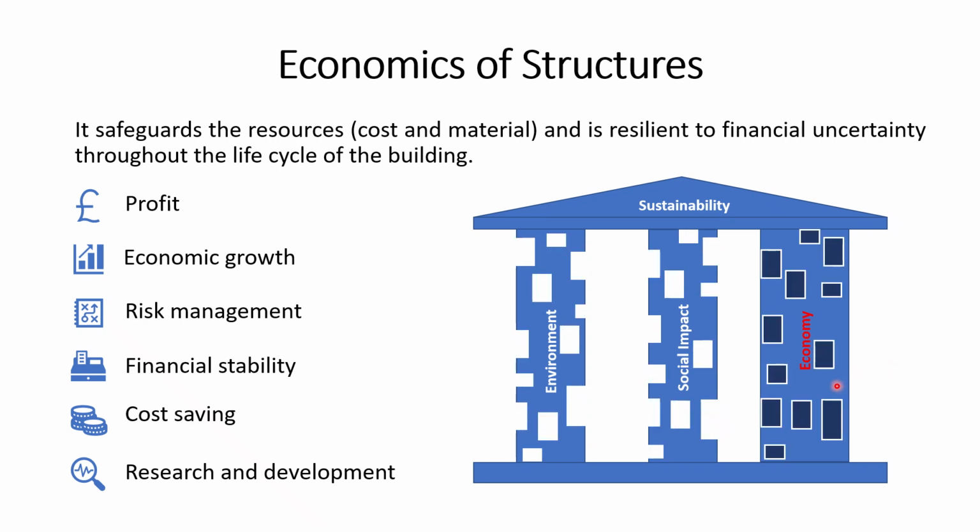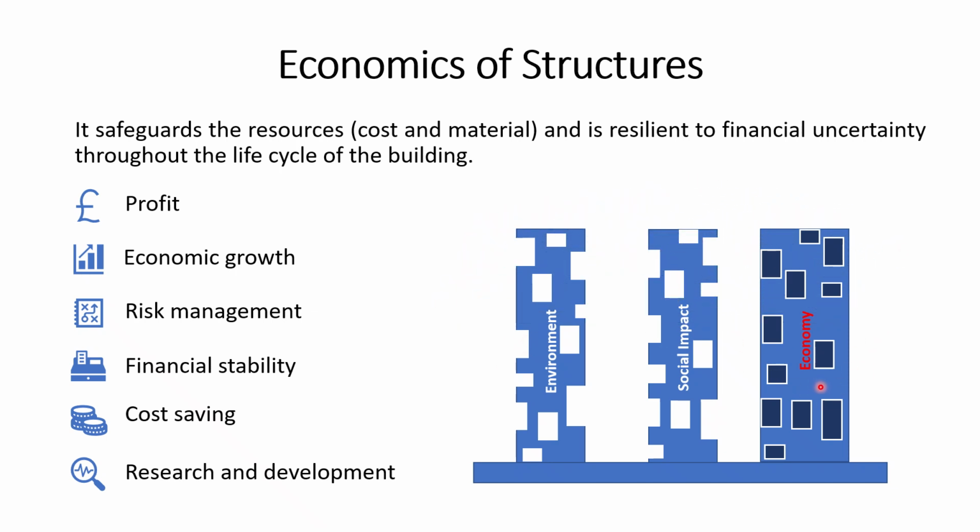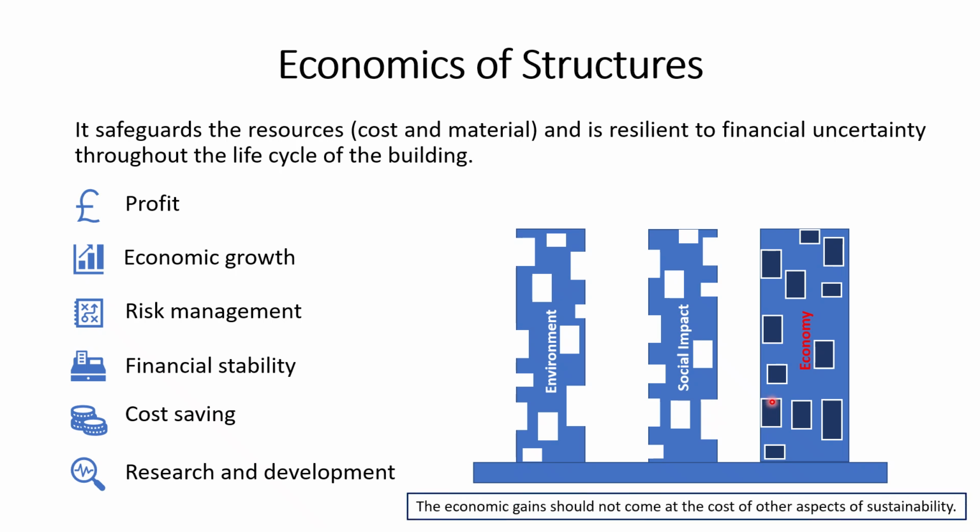If one of the pillars is not working, or two of the pillars are not working, and you are only focusing on economy, obviously this is not going to work and it's not going to be sustainable, right? So remember that whenever we talk about sustainability, we talk about all the three pillars and not only one. It's not always about economy, because it's not going to work that way, and the structure won't be sustainable. And why is that important? It's important for the society, it's important for the environment, it's important for the stakeholders as well. So economic gains should not come at the cost of sustainability.